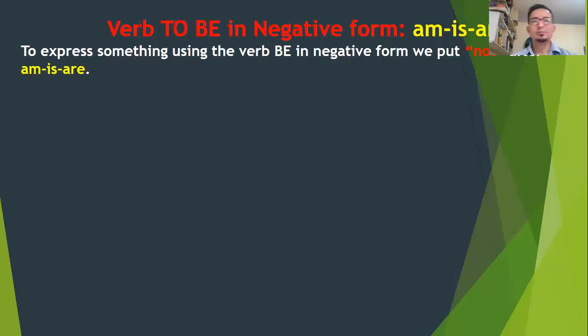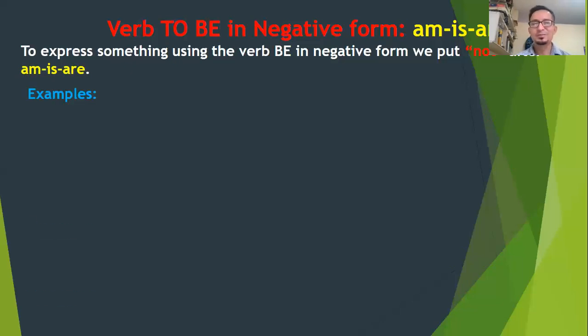Am, is, are. To express something using the verb be in negative form, we put not after am, is, are. So it's very easy. En otras palabras, después del verbo to be.